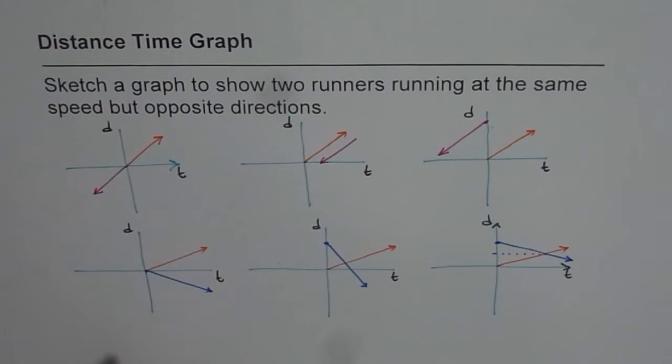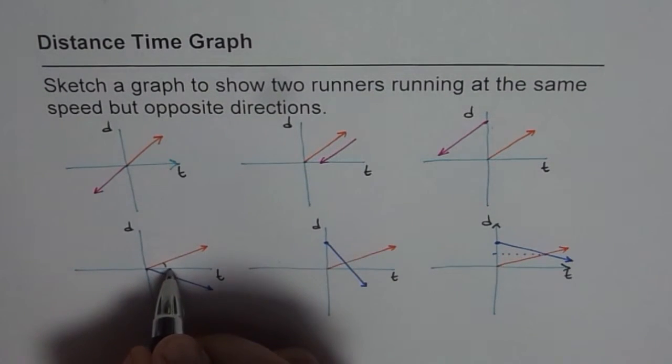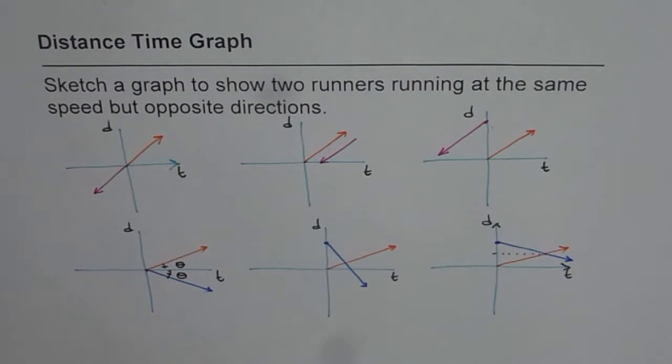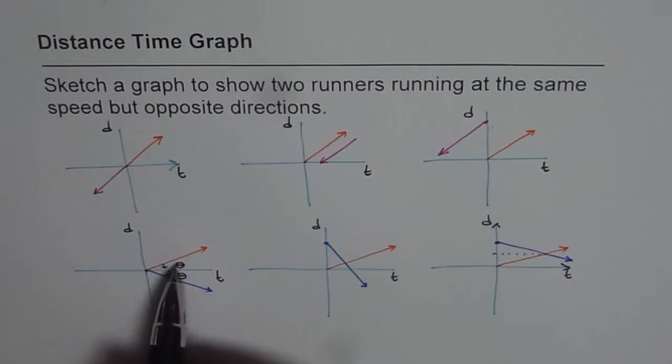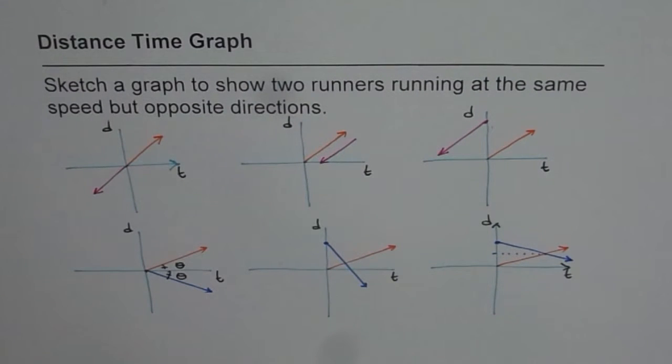Now the first one, is it the correct answer or not? Well, if these two angles are equal, let us say these two angles are theta, they are equal. In that case, their slopes are equal, right? But this is negative, that is positive. Same slope in a distance time graph means same speed, and negative and positive means opposite direction. So that is for sure same speed in opposite direction. So this one is definitely the correct option, right?